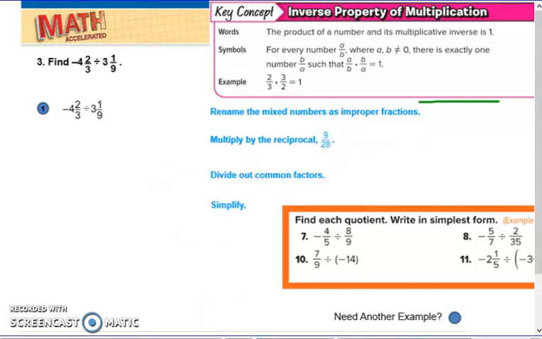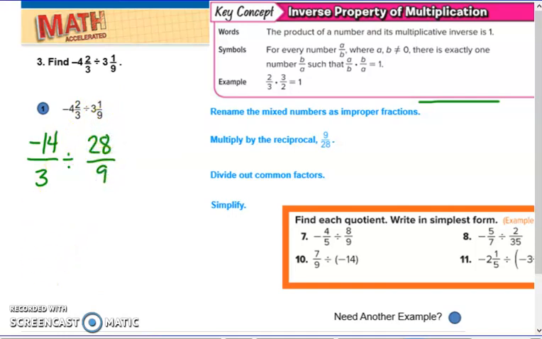So let me grab a marker. So 4 times 3 is 12, plus 2 more is 14. I'm going to keep that negative there so I don't lose it, and I still have the same denominator. Okay, and then I'm going to do divide by, and then 3 times 9 is 27, plus 1 more is 28 over 9.